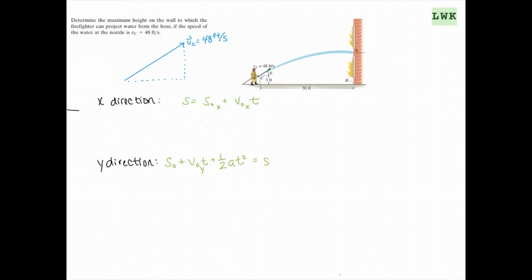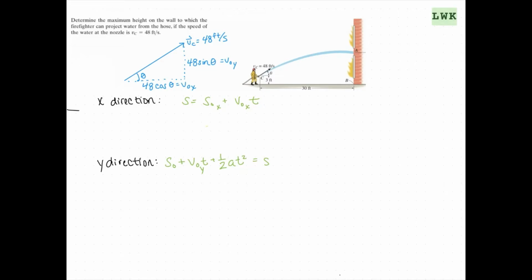So the x component of this and the y component of this are all going to be dependent on this angle theta, which they actually don't give us. So we're going to have to solve for that. But we can say 48 sine theta is going to be our y component of the velocity, and 48 cosine of theta is going to be our x component of the velocity.